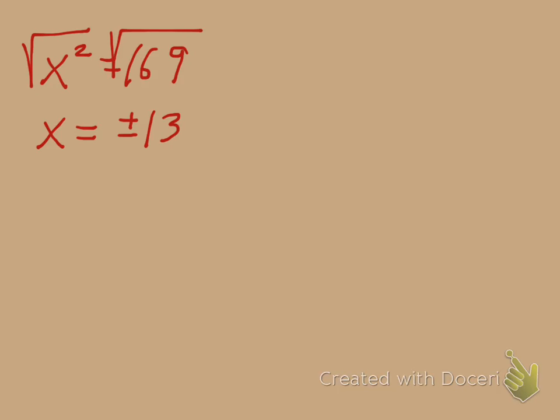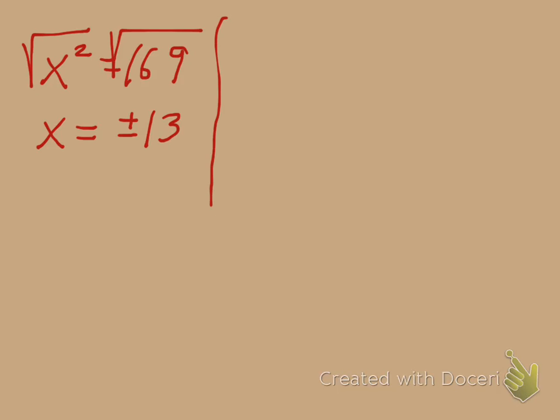Here's our next example. X squared is equal to 169. If we notice the x squared is already by itself, so we're just going to take the square root of both sides. So the square root of x squared is x, and what is the square root of 169? Well, it's 13. And since it has to have two answers, it'd be plus and minus 13.